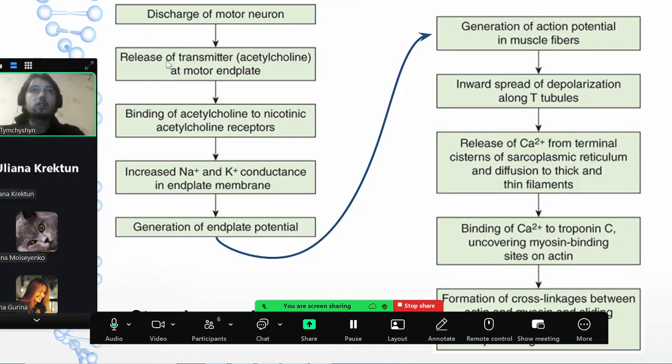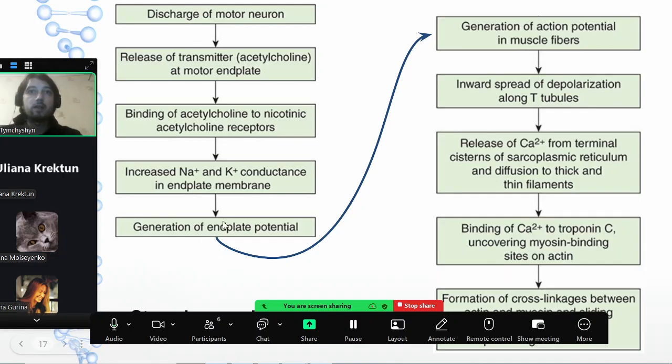This discharge releases from the terminal a transmitter, acetylcholine in this case, that will act on the end plate. This acetylcholine binds to the nicotinic acetylcholine receptors, which increases the sodium and potassium conductance in the end plate membrane, and that generates the end plate action potential.